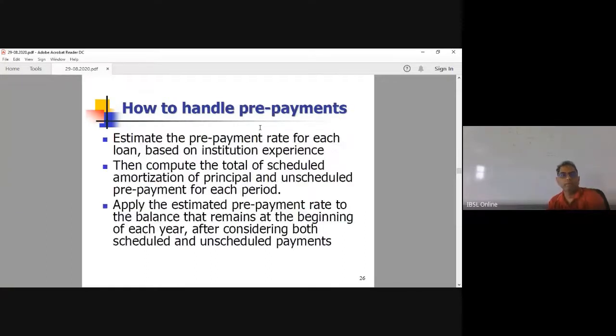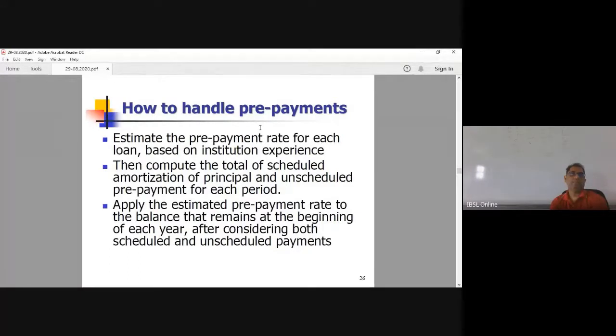Okay, let me go to the next one. Now, prepayments. That is another thing. What is a prepayment? You have given a loan to somebody, 5 years, equal installments, interest rate is known, everything is fine.